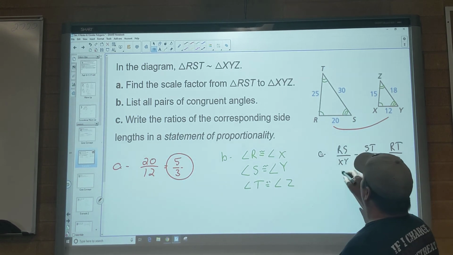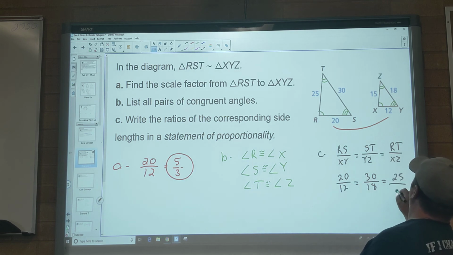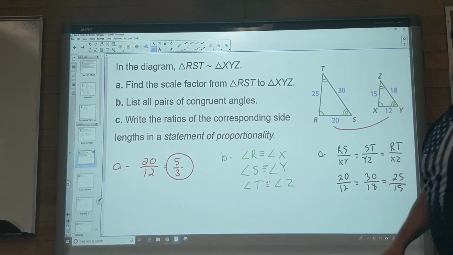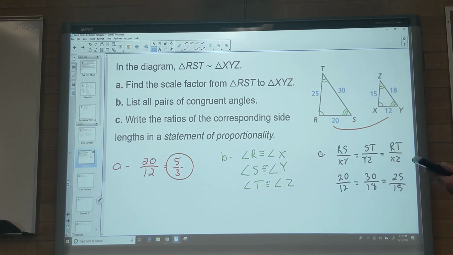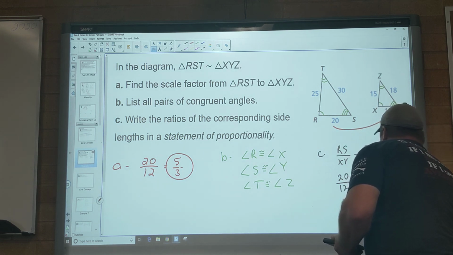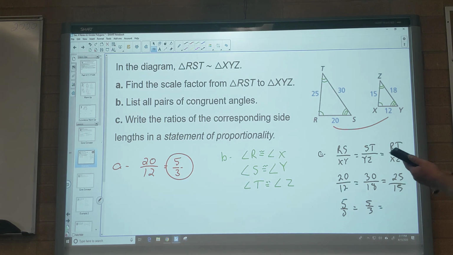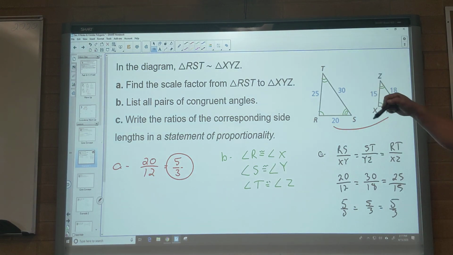Now let's find out what those fractions are just real quick. So RS is 20. We already know that that's 20 over 12, equal to ST is 30 over YZ, which is 18, is equal to 25 over 15. Now, with my calculator, real quick, I'm going to make sure that all of those turn into 5/3. So we already know this one does. So let's find out what 30 divided by 18 is. It's exactly 5/3. So 5/3, 5/3, and I'll bet 25 divided by 15 is 5/3. Yes. And that's how you can tell that they are similar, because the angles all match up and the sides are proportional.